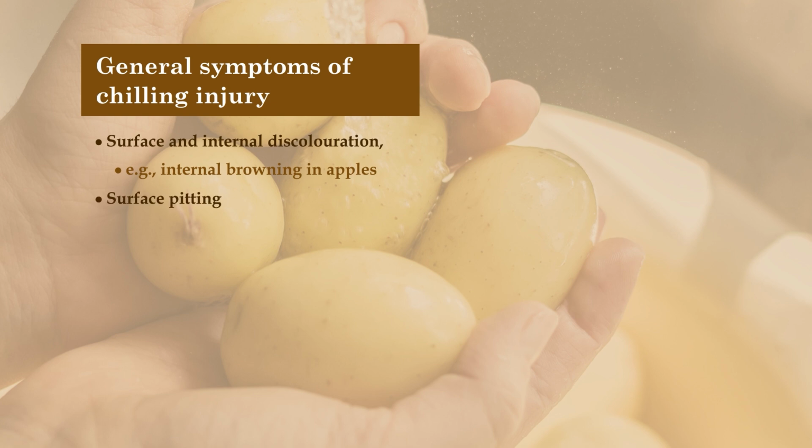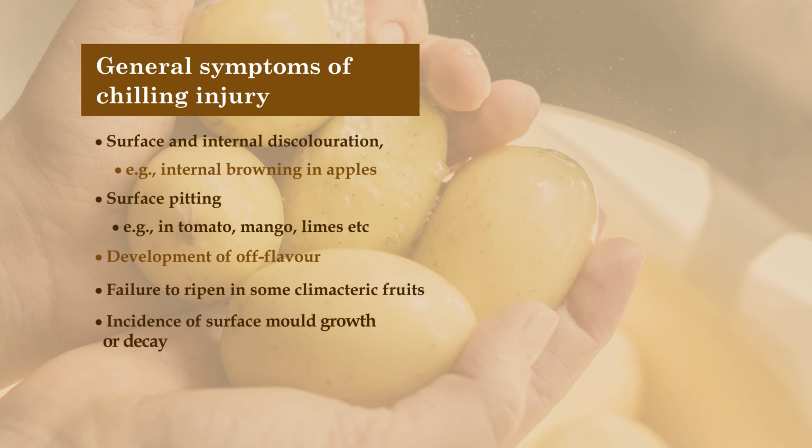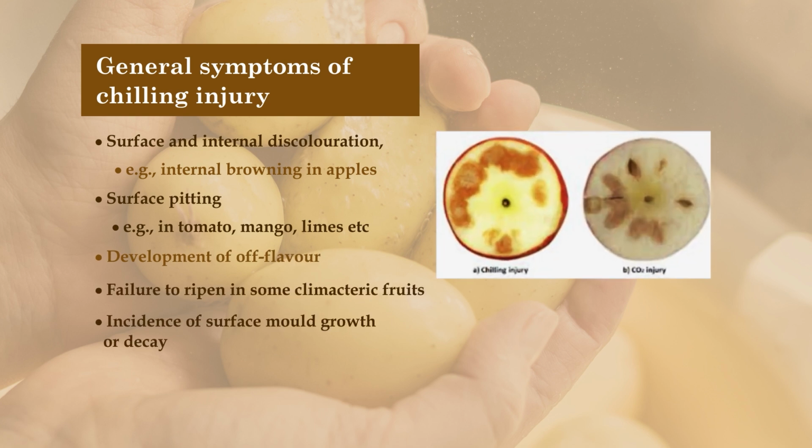There could be surface pittings, mostly in a commodity like tomato. Development of off flavors could be there. Failure of ripening could be there in some of the fruits if there is very high disturbance in the temperatures, when temperature abuse is of high grade. Incidences of surface mold growth may also be seen a little later after decay.